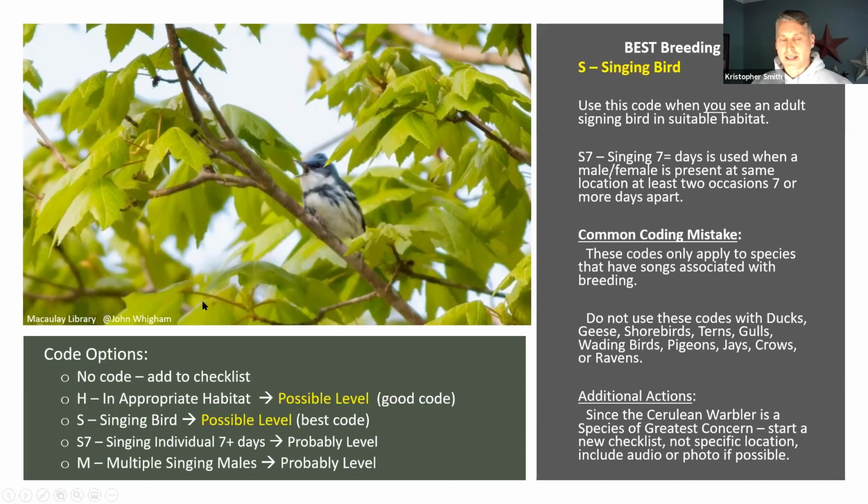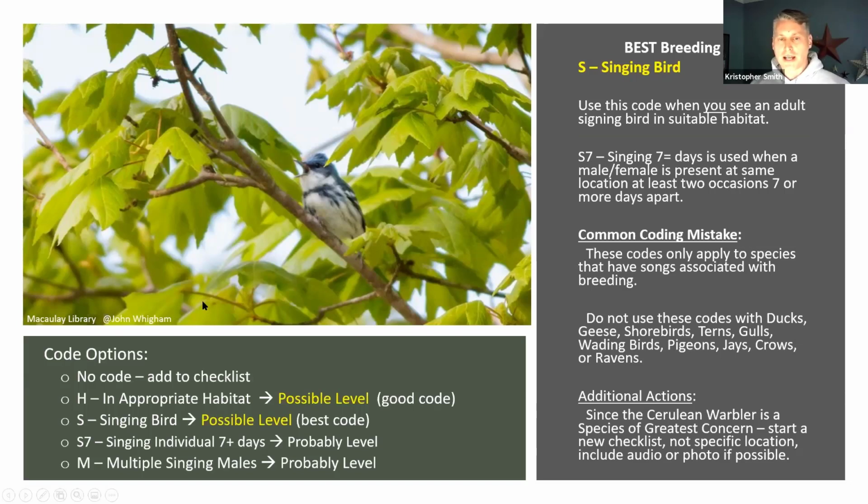Now, the S7, the singing bird for roughly 7 days, is used when a male or female is present at the same location for at least 2 occasions, 7 or more days apart. However, you don't know what your friend actually heard or saw. So therefore, it is your observation, your checklist. So we're going to have you code it as an S, and then hopefully go back in and look for that cerulean warbler later.